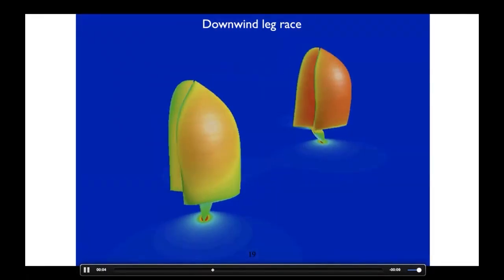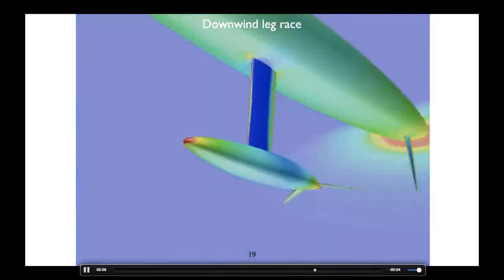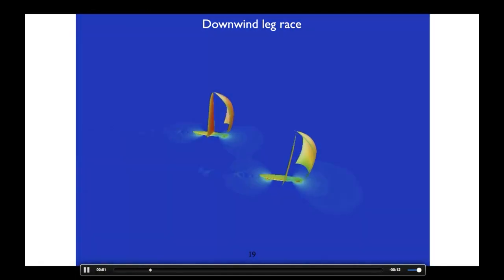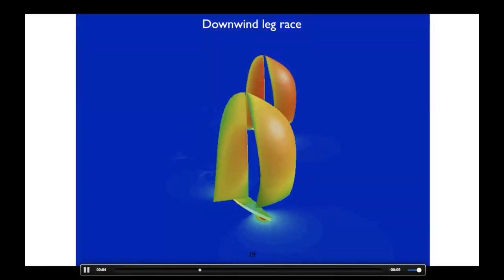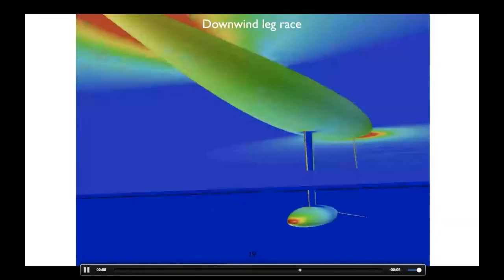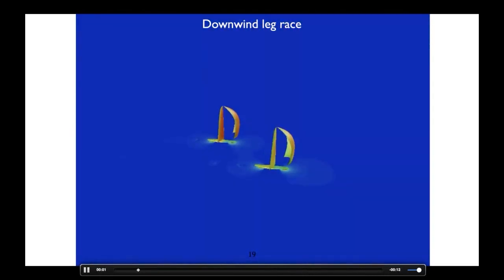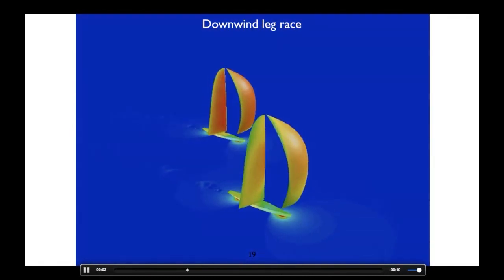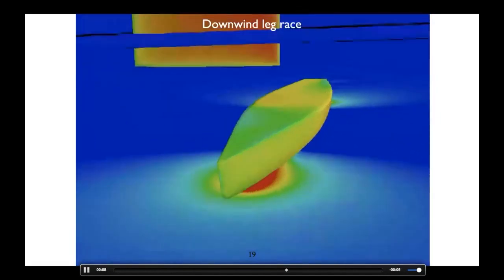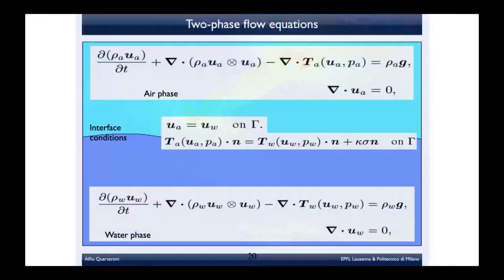Now, the colors are referring to the pressure that is acting on these two boats, right? The boat that is following this downwind leg is receiving more pressure because it's receiving more wind, and this is why it's more red than the other, because the values of the pressure are higher. Remember that in this color map, blue is always at the lowest side of the scale, and red is the upper side of the scale. So here we are just simulating in 3D the behavior of two boats that are competing.